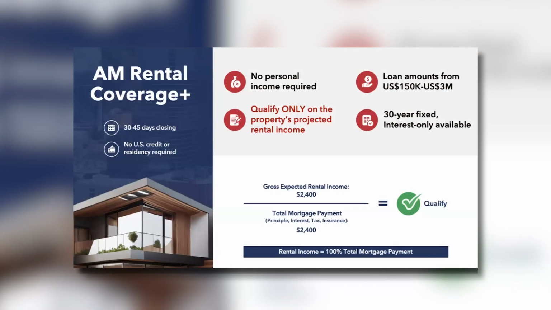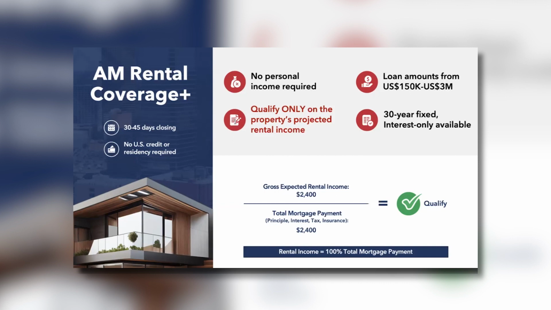So this is by far our most popular loan program. This is called the AM Rental Coverage Plus. With this, there is no personal income required, meaning you do not have to provide your tax returns, your end-of-year statement, etc. Because we're doing loans across the world, from Shanghai to Sydney to anywhere, if we had to go through tax returns, it would be an administrative and an underwriting nightmare. So what we do, as I explained earlier, is qualify the property or the borrower on the income generated from the property.